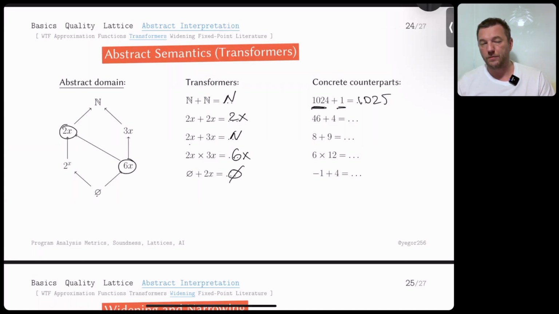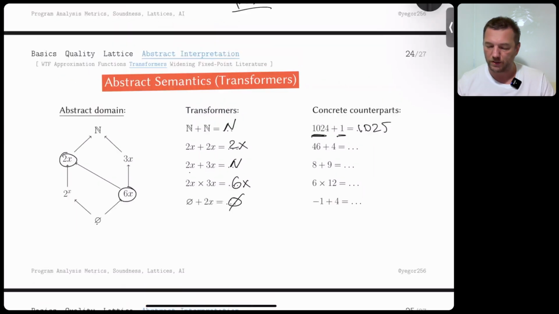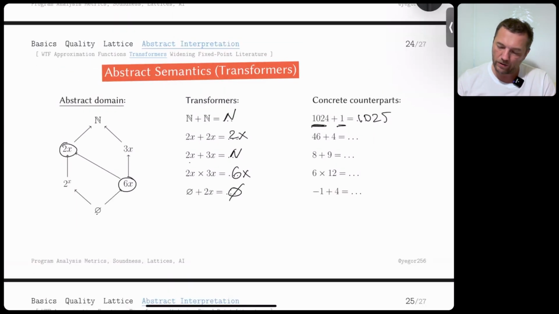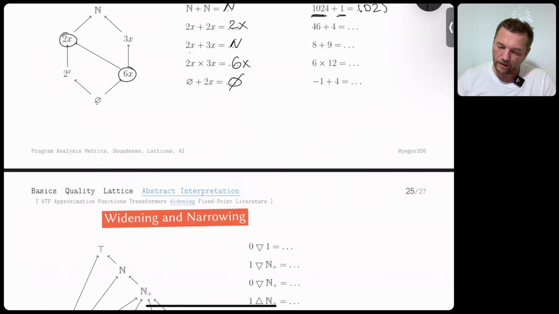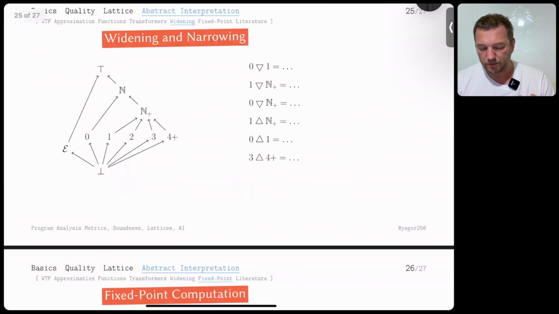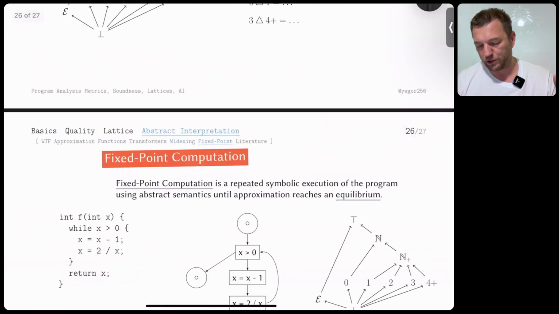First step, we define the abstract domain. Then we define operations on the abstract domain. And finally, okay, I'm going to skip that. We need a few more minutes, stay with me. So finally, we do the fixed point calculation, so-called.